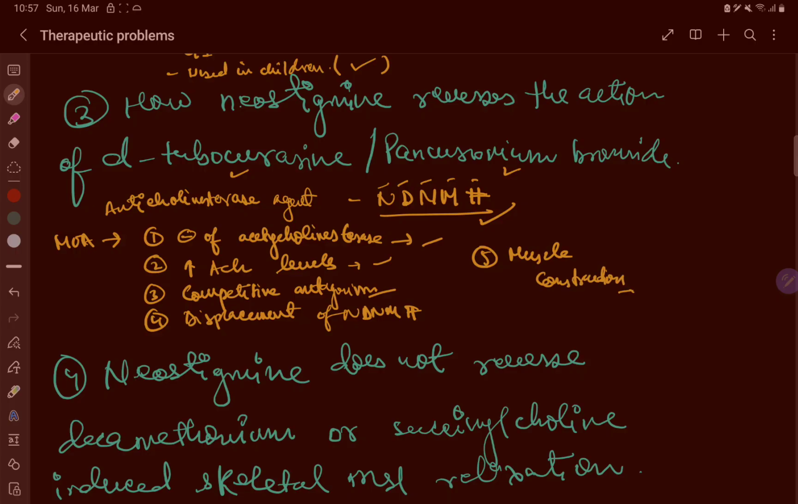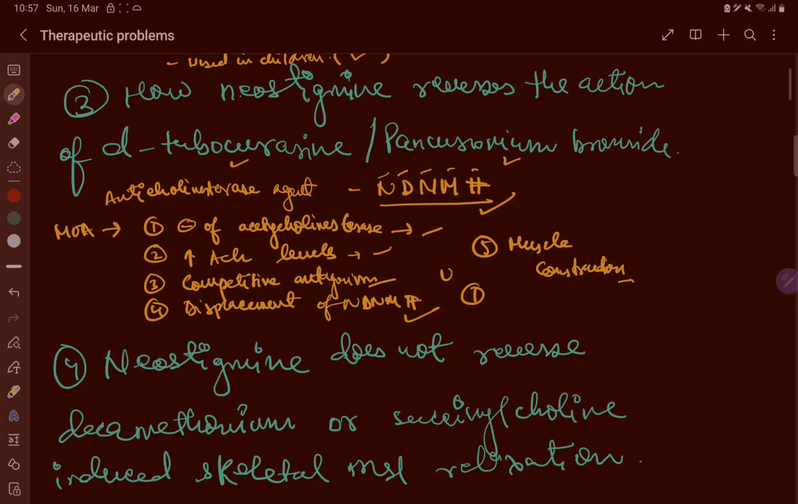Now if the NDMB is replaced, what will happen? The muscle can contract again, restoring the normal neuromuscular function. Now, this reversal is crucial in some clinically important settings. Number one, where it is used, this phenomenon, where you are going to see.